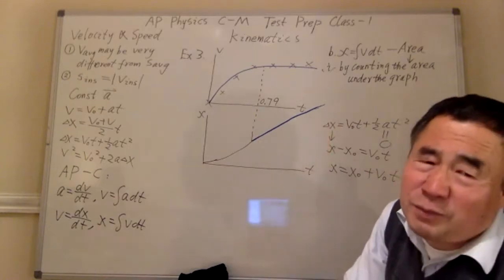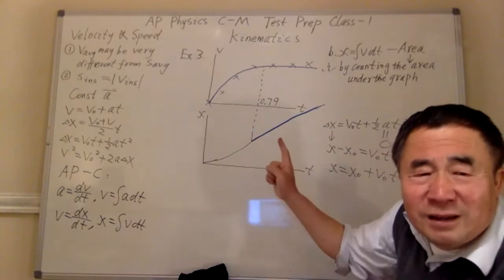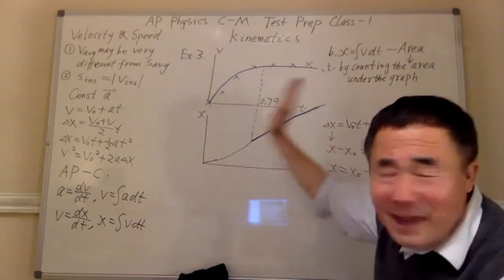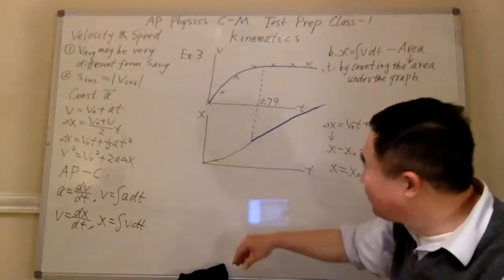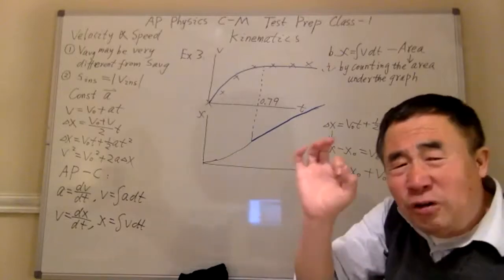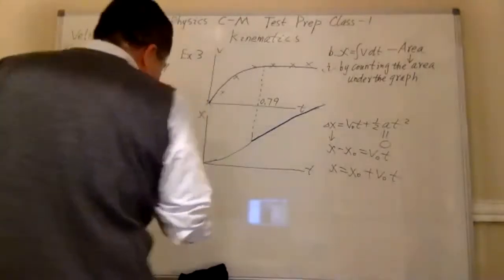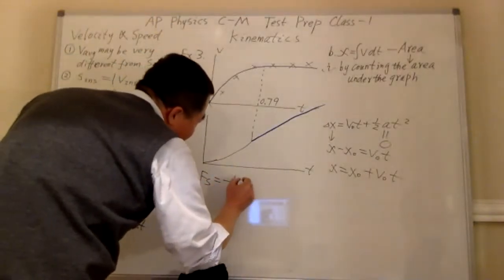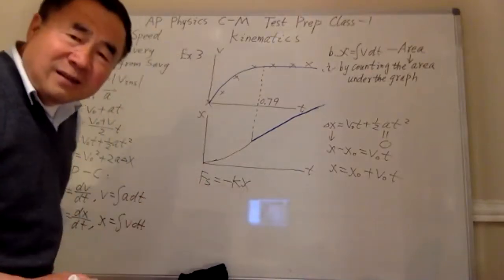Then what's the physics behind it? Anybody know that or not? Physics behind it: you push your glider against a spring. Then what does that mean? If you push your glider against the spring force, everybody knows that, yes or not? Spring force is equal to minus kx. Spring force is minus kx.